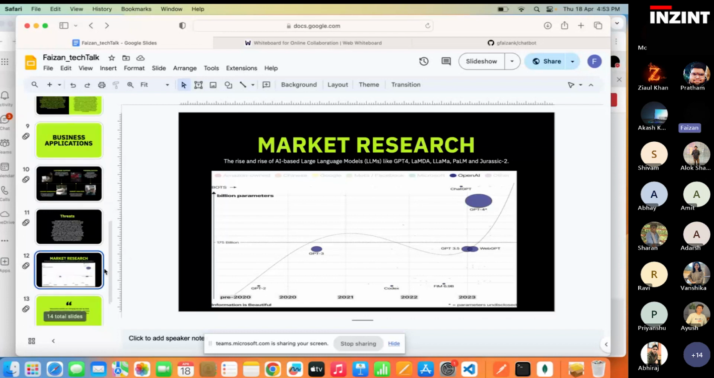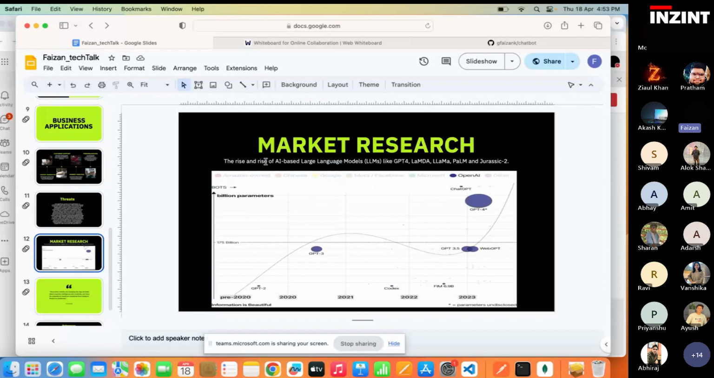Lastly, we will hop on to the market research. The market research involved the rise of AI-based large language models like GPT-4, LaMDA, Llama, PaLM, and Jurassic-2. This was spanning from pre-2020, when it all started. It all started with GPT-2, which kept on increasing until the end of 2022, when it was very close to 175 billion.